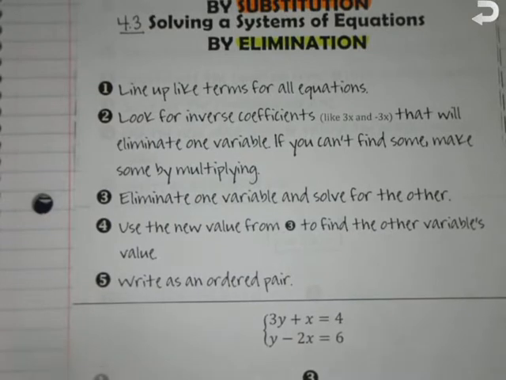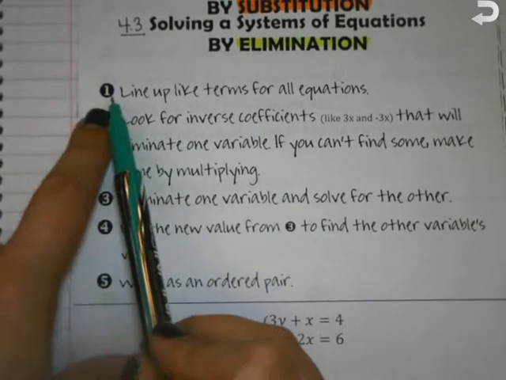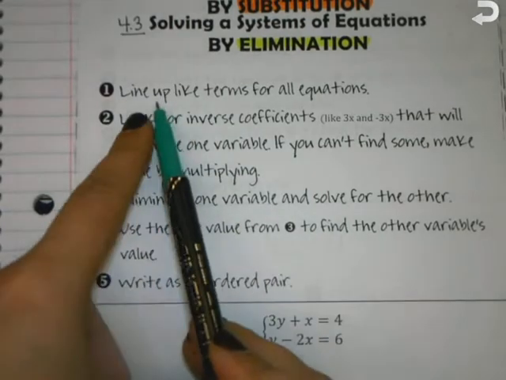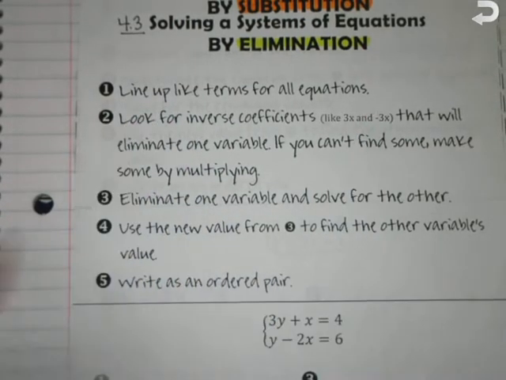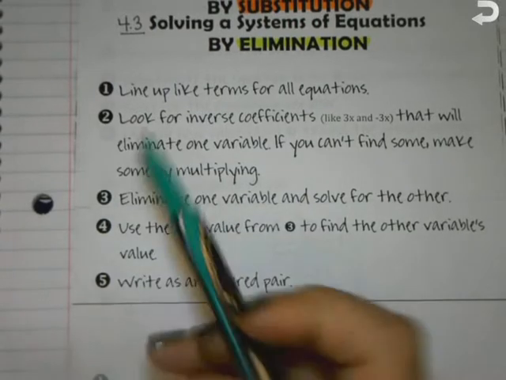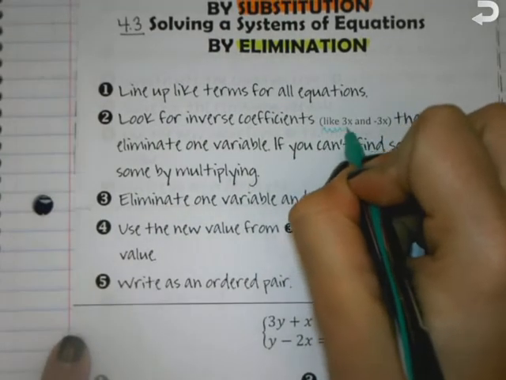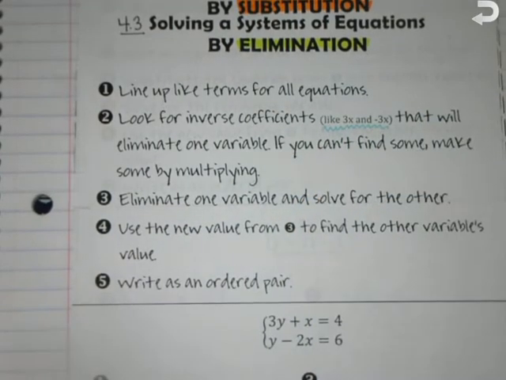So, let's read up all of our steps. Step 1. In the elimination method, we want both of our equations to be in standard form. So then we can line up all of our terms. So we're going to line up all the like terms so that the x's are stacked on top of each other and the y's are stacked. And then we're going to look for inverse coefficients. And you can underline, highlight, I don't care, that example right there. So for example, 3x and negative 3x.